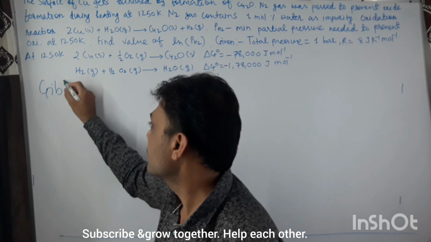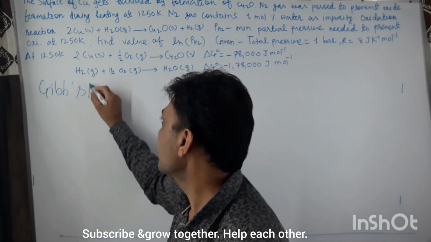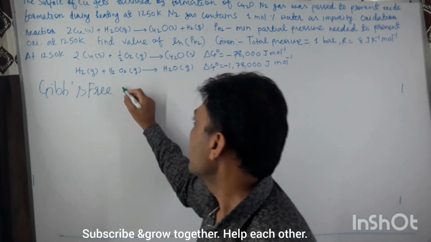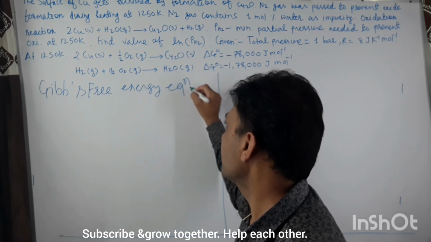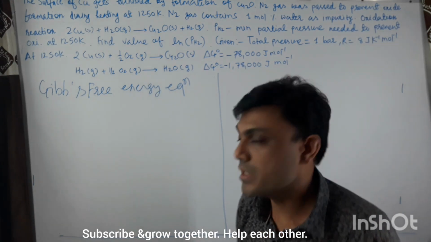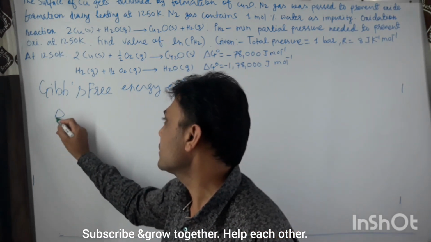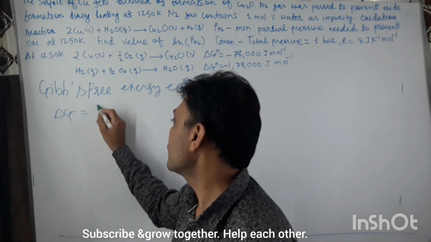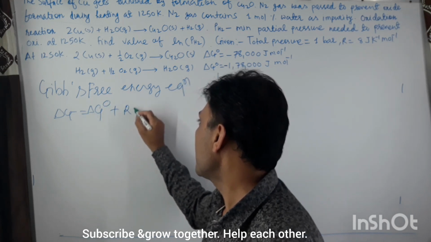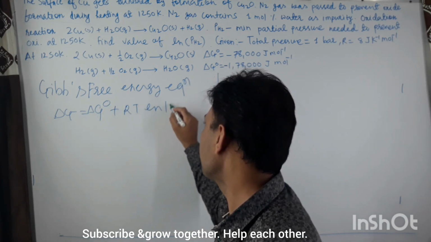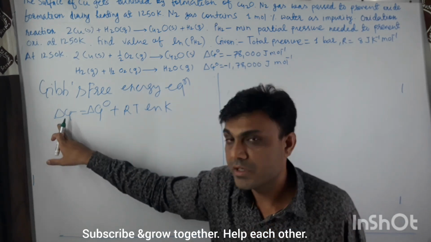Gibbs free energy equation. What is the Gibbs free energy equation? That is delta G is equal to delta G0 plus RT ln K. Clear? What is delta G?